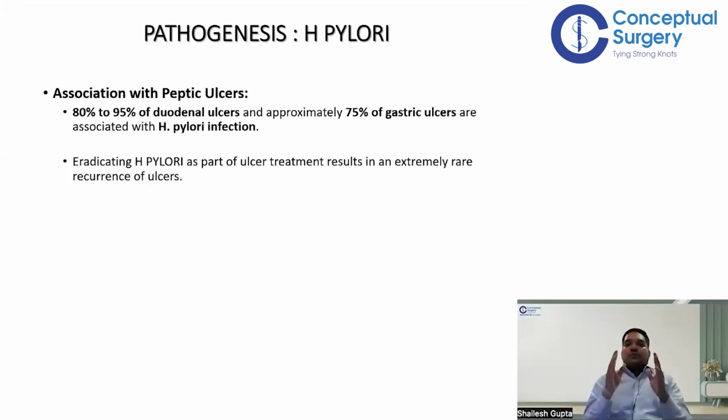So now comes a very important part. H. pylori is the main culprit in peptic ulcer. 80 to 95% of duodenal ulcers are caused by H. pylori, and approximately 75% of gastric ulcers are associated with H. pylori, right? That is why eradicating H. pylori as a part of ulcer treatment results in extremely rare chances of recurrence of ulcer. एक बार आपने H. pylori को eradicate कर दिया, बहुत कम चांस है कि पेशेंट को अल्सर रेकर होंगे.